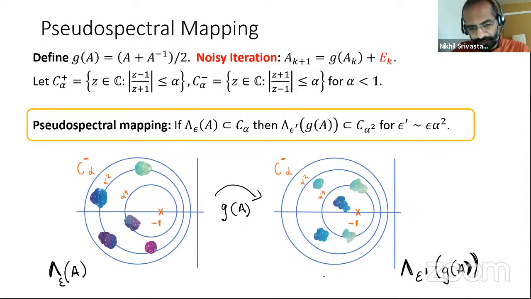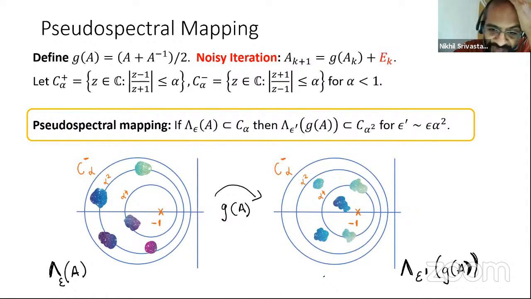So we are saying that the pseudospectrum is also getting shrunk from the circle of parameter alpha to the circle of parameter alpha squared, but we're paying for this. The assumption is that the epsilon pseudospectrum is contained in the circle of parameter alpha. The guarantee is that the epsilon prime pseudospectrum is contained in the smaller circle, where epsilon prime is a smaller pseudospectral parameter. So epsilon prime is roughly epsilon times alpha squared. So the pseudospectral parameter is also shrinking, but in a controlled way. So this is the most important lemma in the algorithm.